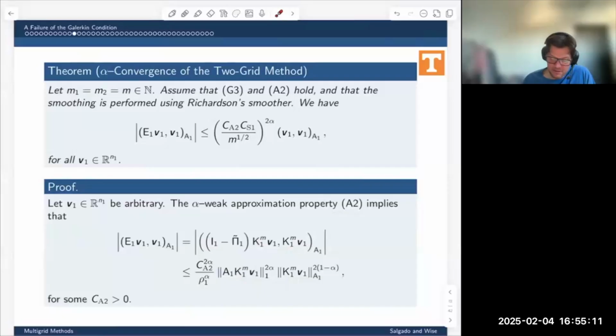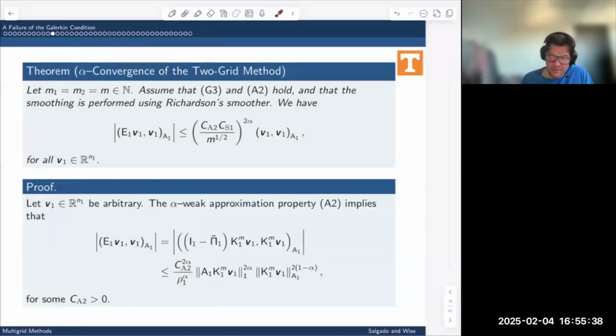All right, so let's look at this for a second. Remember, this is going to be the spectral radius of A1. This is some constant. Alpha is some number between 0 and 1, and you can just think about it being a half for now. That's fine. Now what am I going to do? What's the next thing I'm going to do? Well, I've applied alpha weak approximation. Maybe the next thing to do is apply a smoothing property.